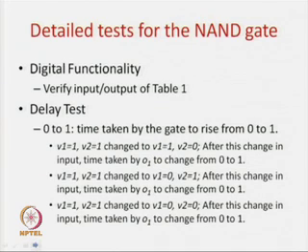First is the digital functionality. It can be done according to the table that we have already discussed, that is, you give all 4 patterns, 0 0, 0 1, 1 0, 1 1, and test it. Now, this is a NAND gate, and you have connected it to some kind of circuit.